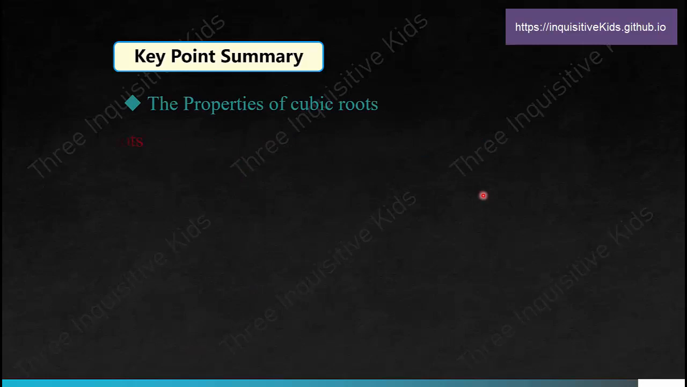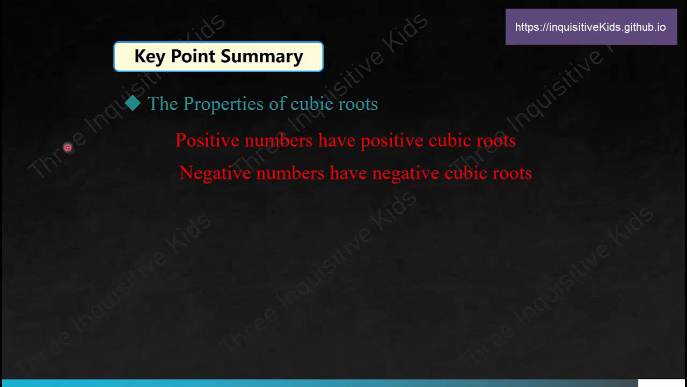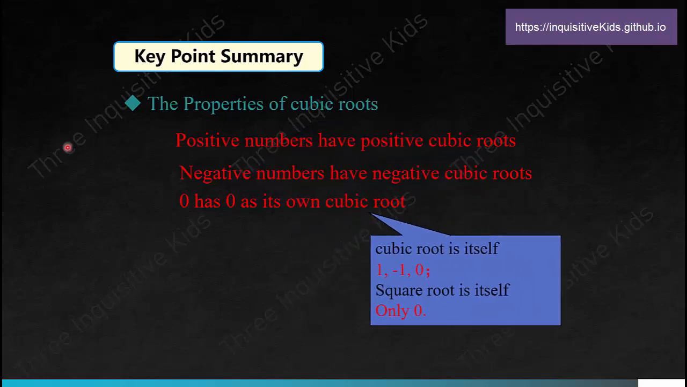The properties of cubic roots are that positive numbers have positive cubic roots. And as I'm saying this, I expect you to be taking notes on this. This is one of the key points that this lesson is going to teach. Negative numbers have negative cubic roots. Zero has zero as its own cubic root. So if the cubic root is itself, that would apply to the numbers 1, negative 1, and 0. For square root itself, only 0. So 0 is a very, very special number.